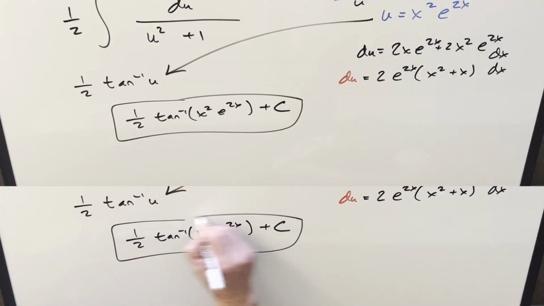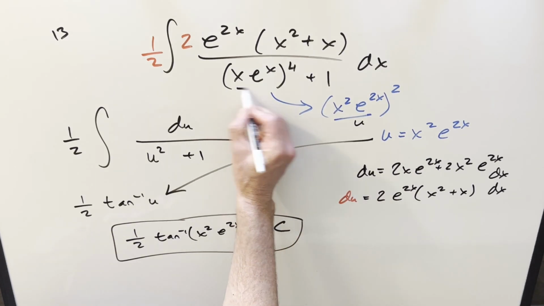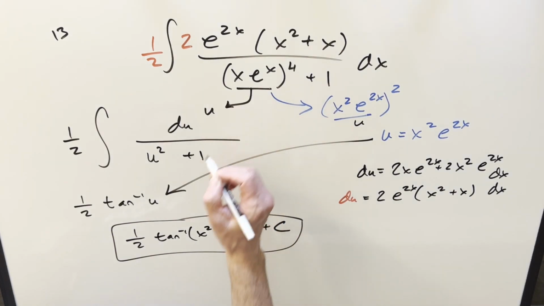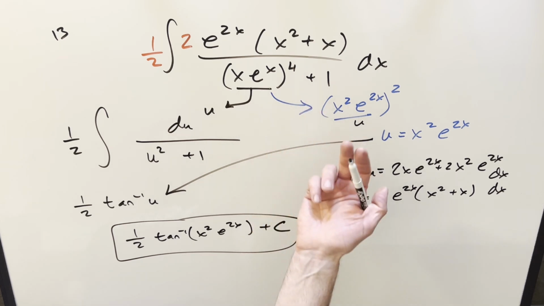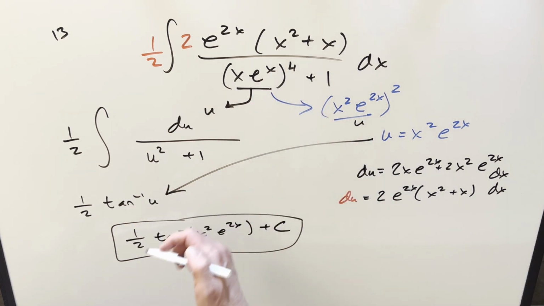So if you decided to do your u substitution just for this right here, you'd end up with u to the fourth plus 1. But what happens is the numerator is set up for another substitution, so it's still going to be easy either way. Okay, that's it for today.